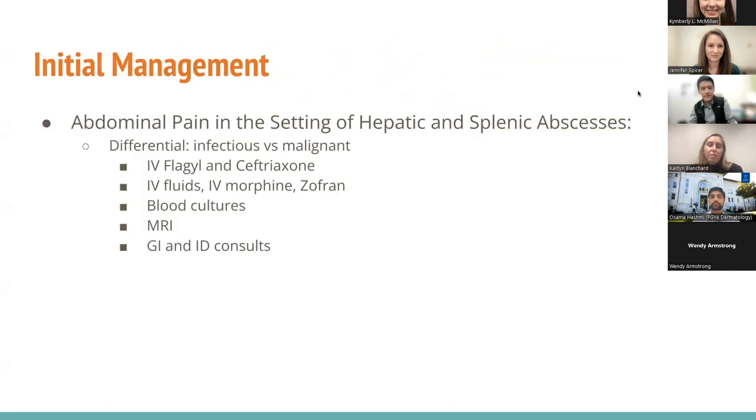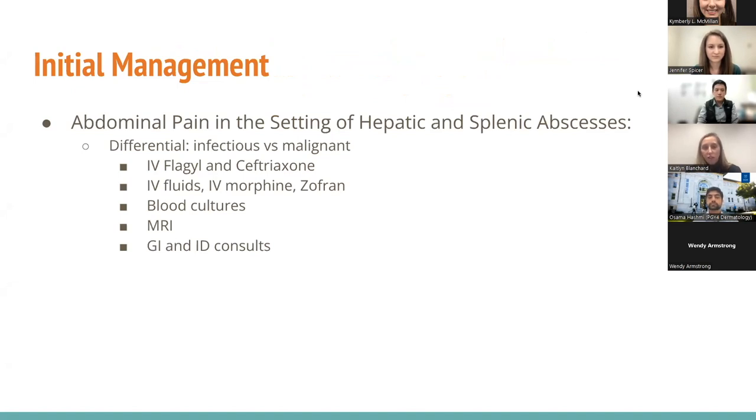Okay. So just going to go back to the initial management for this patient, even before the skin lesions started to develop. So really just framing the problem as Dr. Spicer was just talking about. So this is abdominal pain in the setting of hepatic and splenic abscesses. The biggest differential when she first came in was infectious versus malignant.